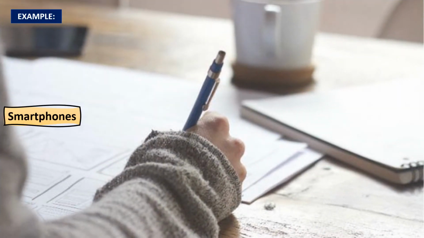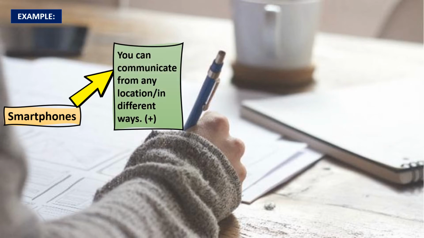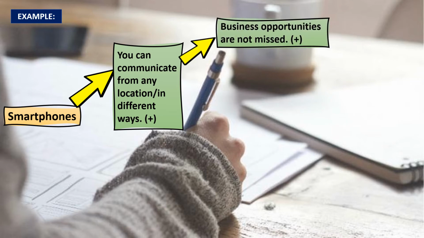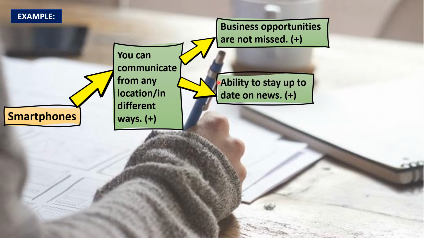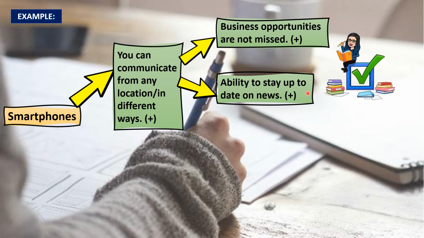Here I have an example of the effects I'm gonna cover in my essay. The topic was smartphones, well, in this case, smartphone usage, right? So one effect would be you can communicate from any location and in different ways. Then this is going to become a new cause, and this is going to become a new effect. Business opportunities are not missed. Then we have another effect of the same cause, ability to stay up to date on news. And all of these are positive effects.